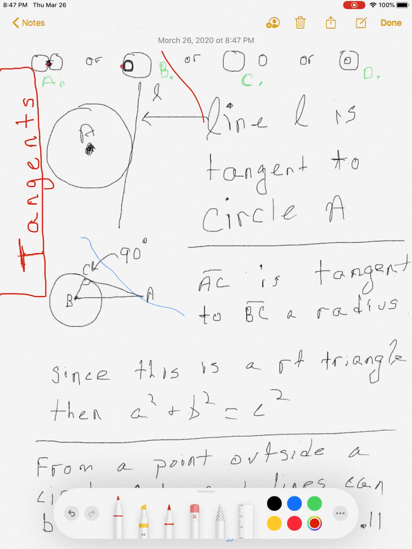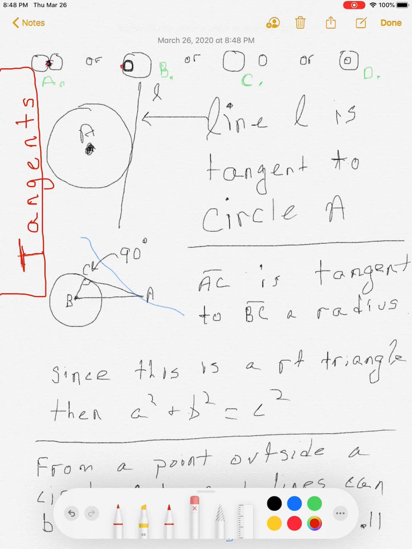The unit I'd like to teach today is unit number 10.5. Unit number 10.5 starts on page 732, and this is all about tangents. So I want to start at the top of the screen here and talk to you about some types of tangents.